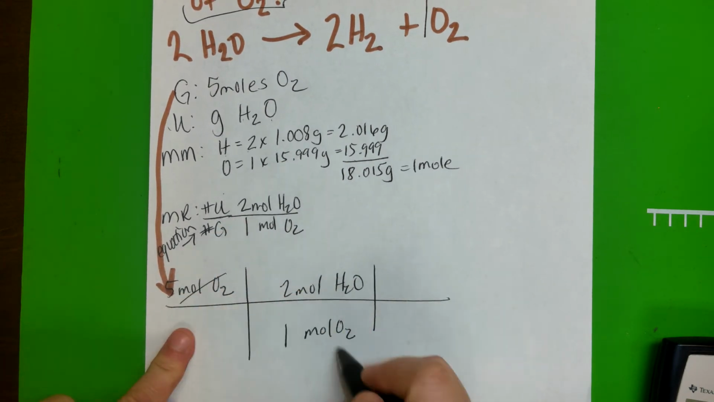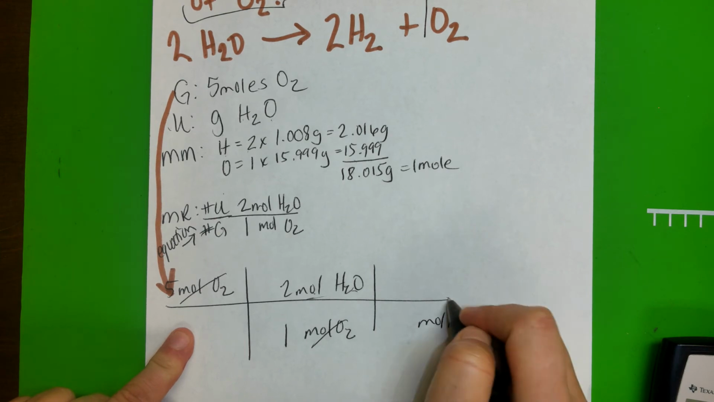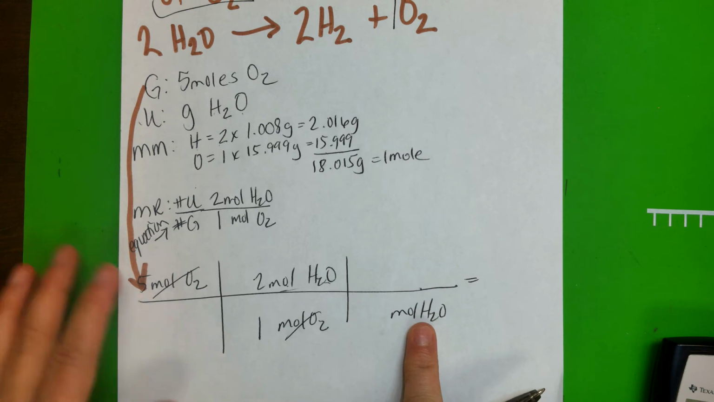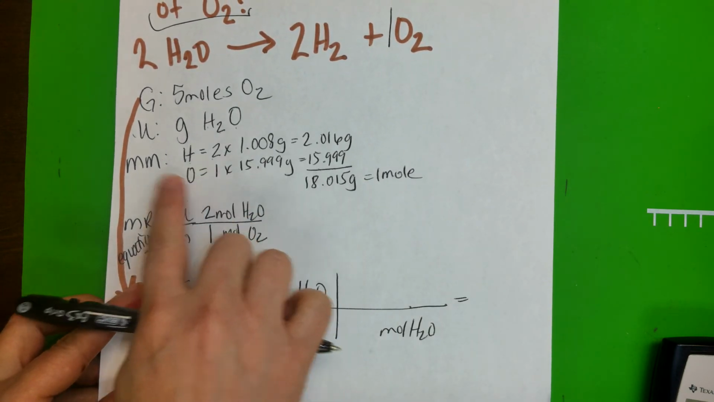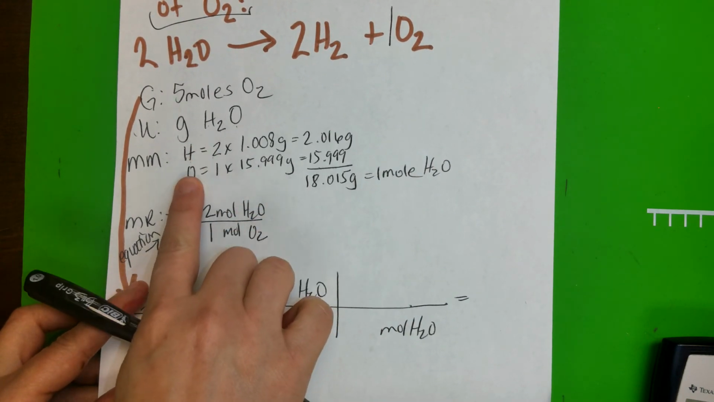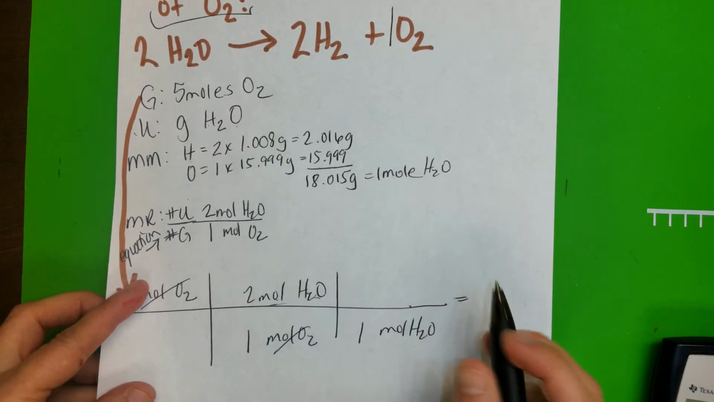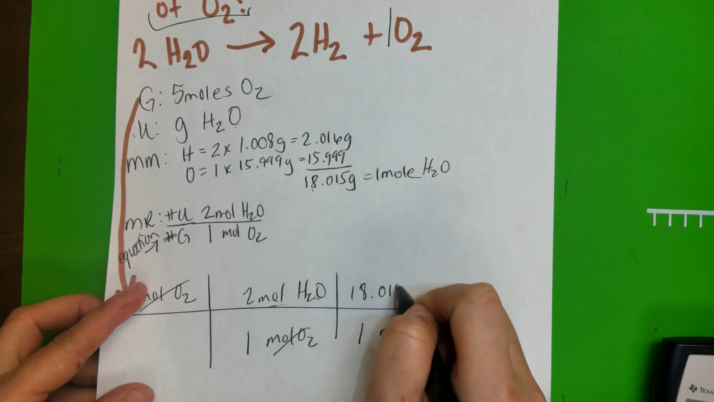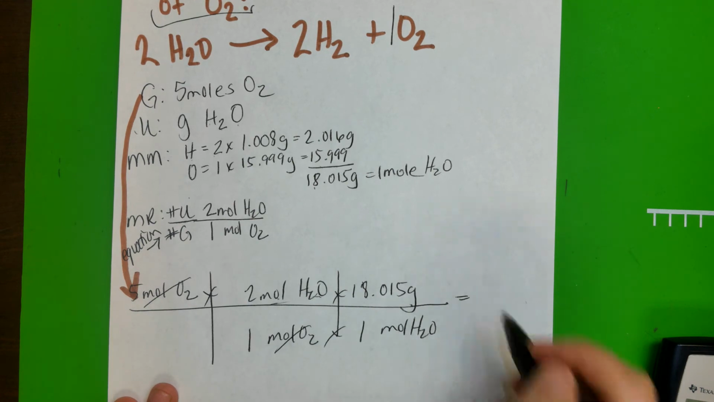So you're done with this. Now this is moles of H2O, so the next one is the molar mass of H2O, the grams of H2O. It would be 1 mole equals the molar mass, which is 18.015 grams. Then you multiply, multiply, and then you divide.